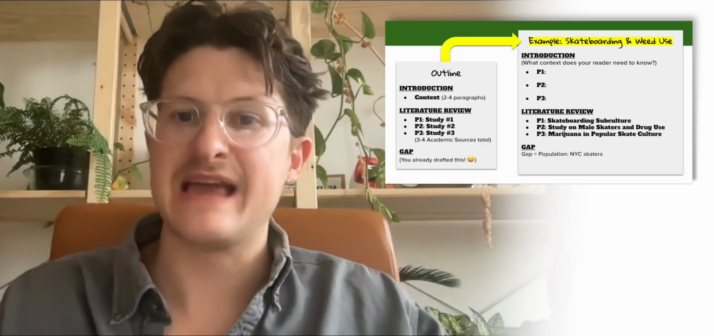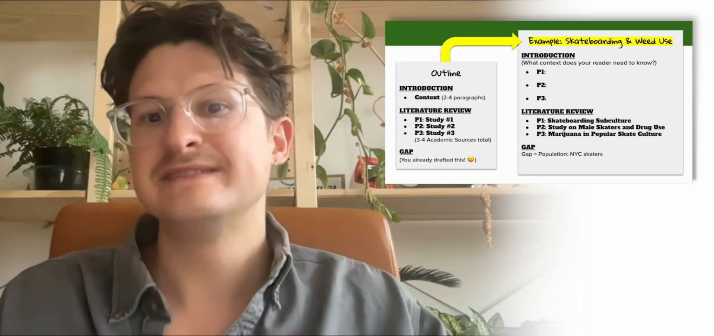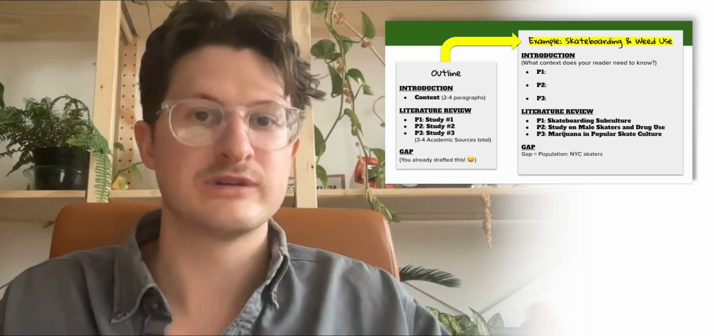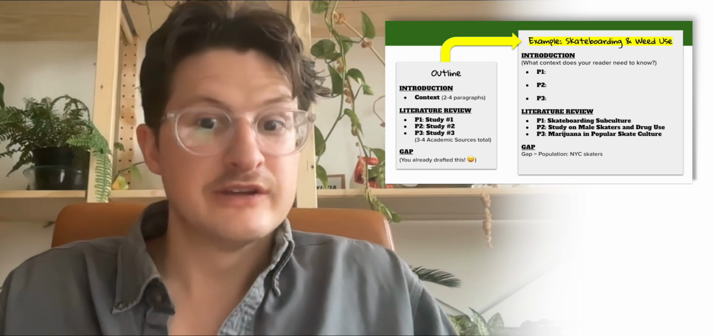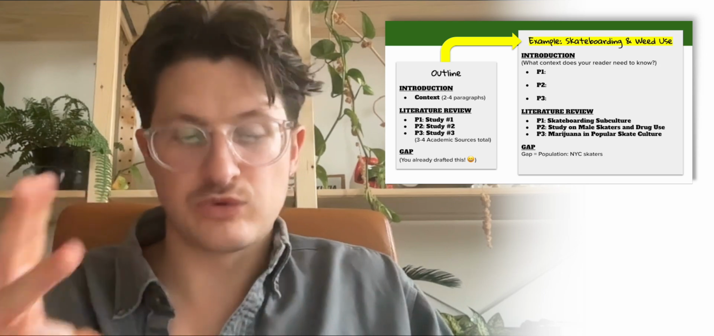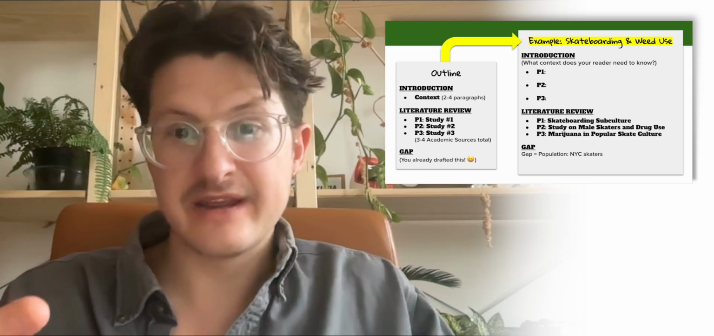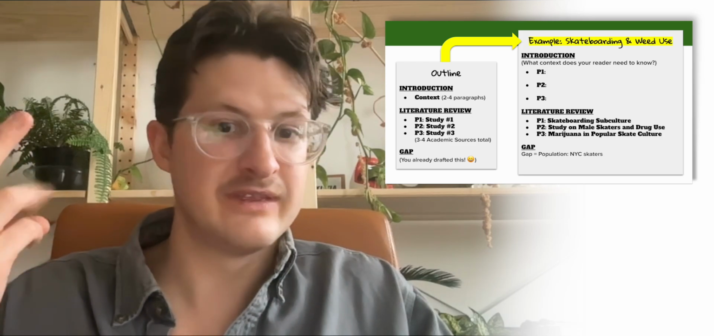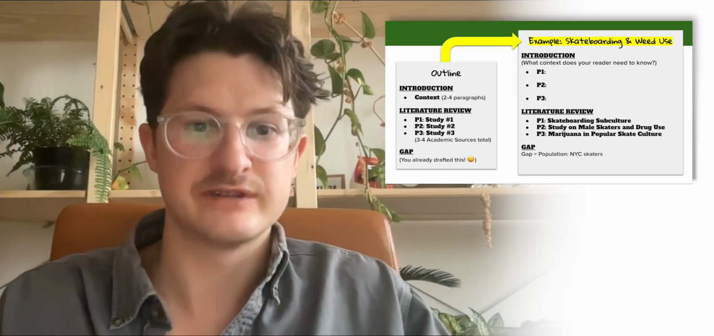Notice I'm not diving into the academic literature as much as I'm just making sure my reader understands enough to get the academic literature and then, of course, get the rest of the paper. Then I dive into my academic literature. So let's say I found 3 really good sources. One on the subculture of skating, one is a study of male skaters and drug use, and then the last one is maybe an analysis of how marijuana exists in popular skate culture.